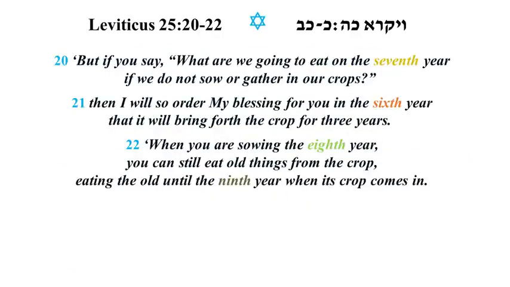Verse 20. But if you say, what are we going to eat on the 7th year, if we do not sow or gather in our crops? Then I will so order my blessing for you in the 6th year, that it will bring forth the crop for 3 years. When you are sowing the 8th year, you can still eat old things from the crop, eating the old until the 9th year when its crop comes in.